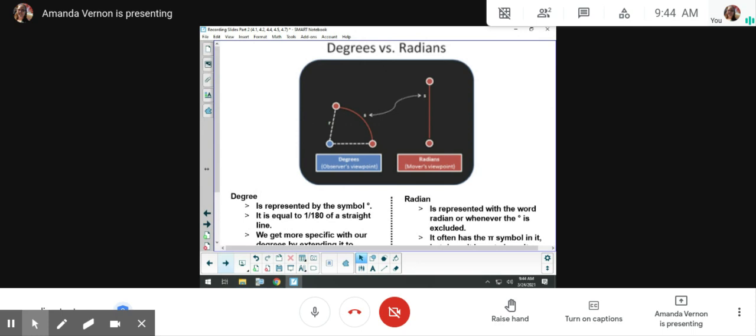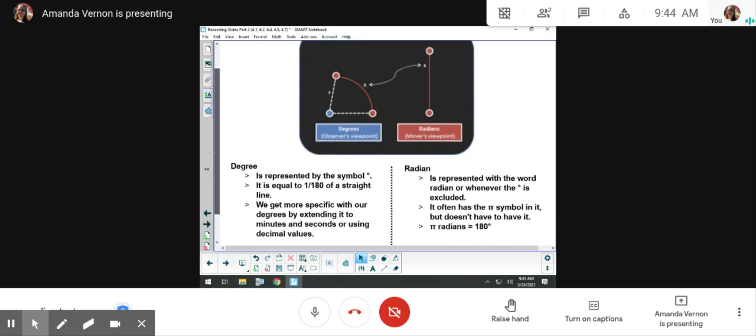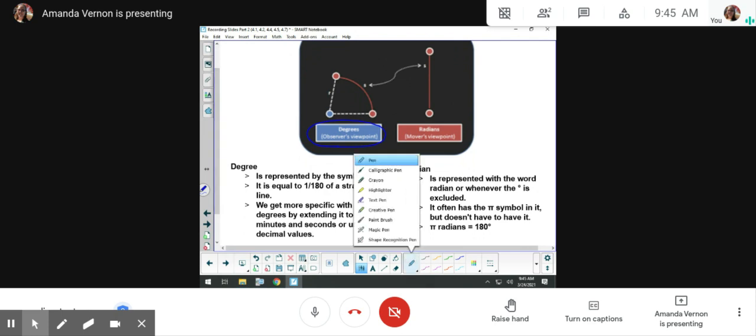And I have a little picture here as well as some key facts that help us better understand the difference. So on the left-hand side, we have a degree measurement. A degree measurement is often associated with the observer's viewpoint. What that means is you're really focusing in on what's happening at the origin or the angle in the middle. I just highlighted it in yellow. That's going to be kind of the picture of what you might see there.